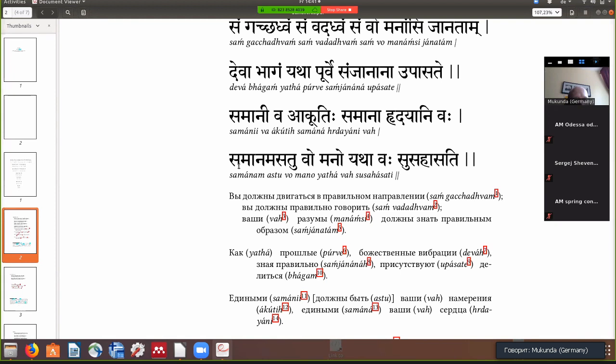Then another feature. Oh, I see I made one mistake here in the Sanskrit. I actually need to make a new version of this. This is a serious thing.